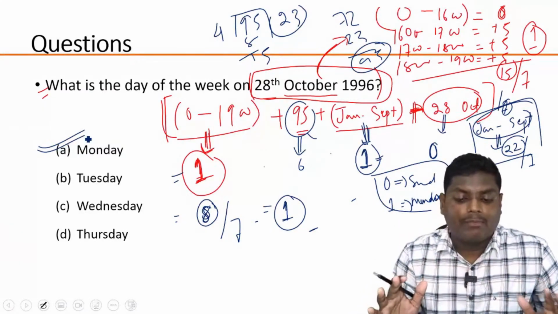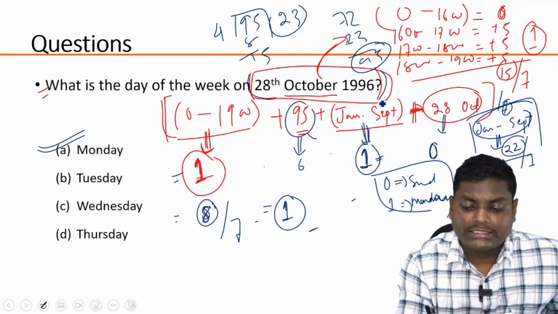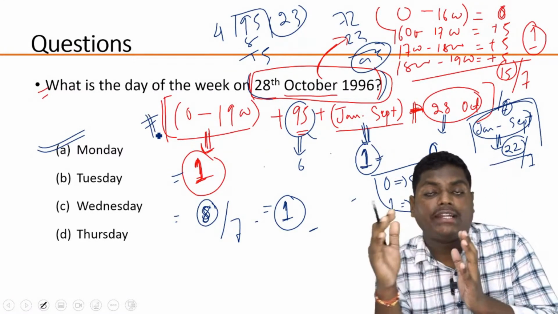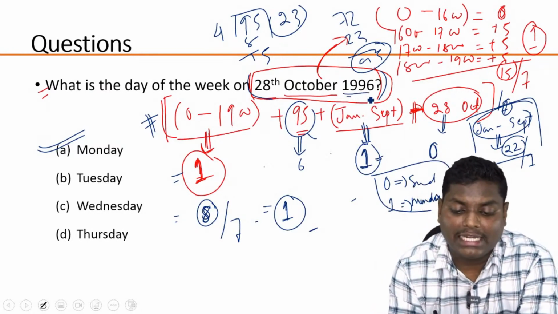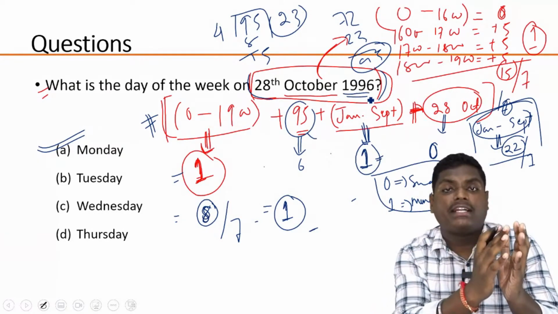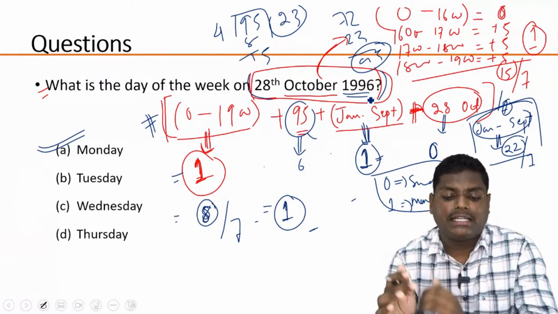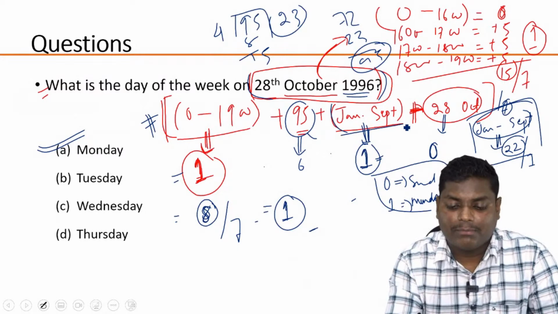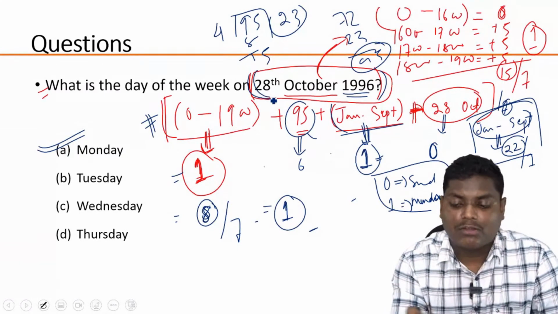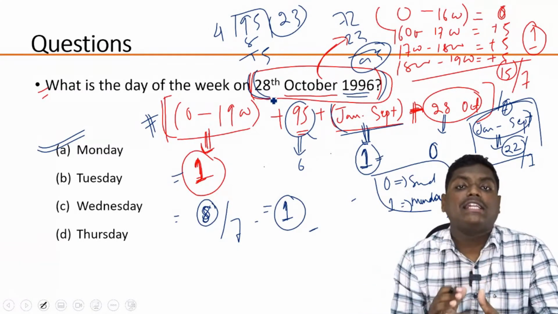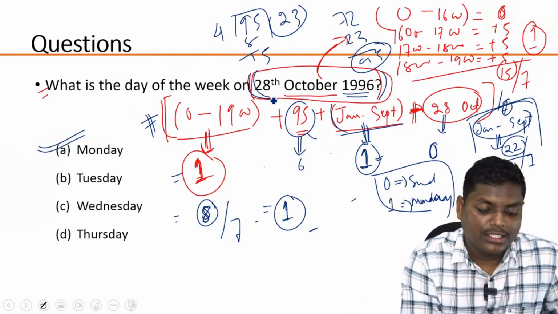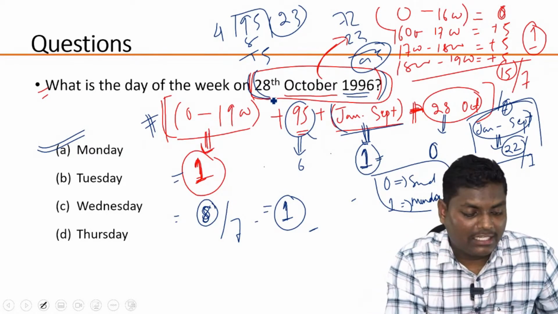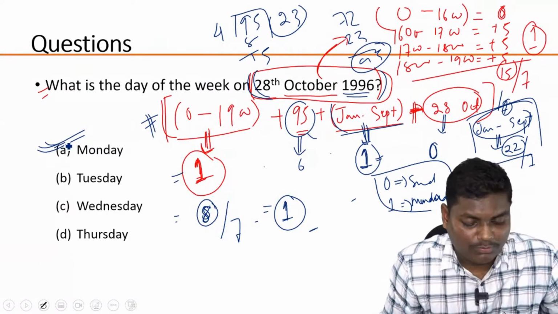So I'll just repeat again what we have done. The first task for you is to write the date in terms of 0 to 1900 plus 95. If 1996 is there, 0 to 1900 you have already considered, 95 you have to consider again. And the 96th year, you have to break it into January to September, and the last 28 days of October you need to consider. And again, you have to individually find the number of odd days. Now, if you add all these odd days, you will get 1, and that will be equal to Monday.